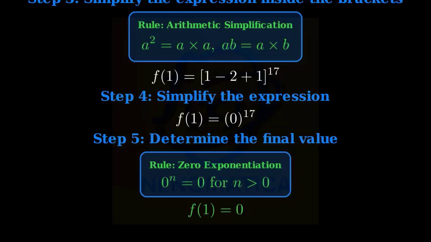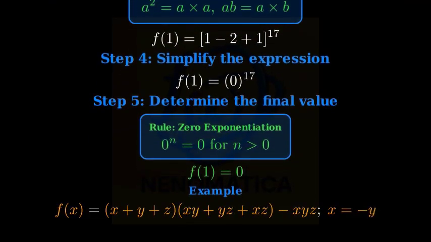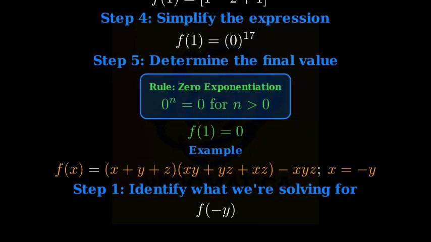Let's look at a more complex example. We have a function f of x equals the product of x plus y plus c, and the quantity xy plus yz plus xz minus xyz. We need to evaluate this when x equals negative y. First, let's identify what we're solving for. We want to find f of negative y, which means we need to substitute x equals negative y into our function.